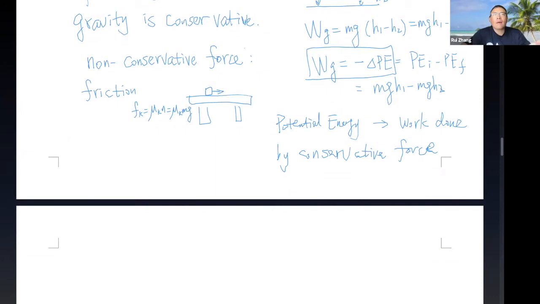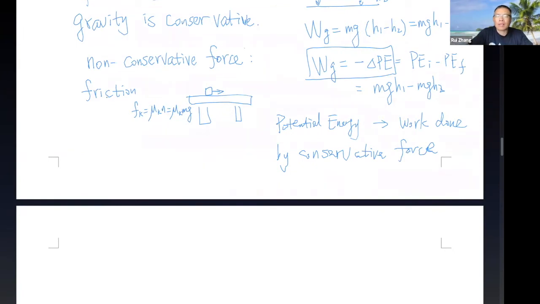So for all these four forces, we can define potential energy, and we can use that to calculate the work instead of going directly to a specific path. So it saves us a lot of labor. Okay. Any questions so far?